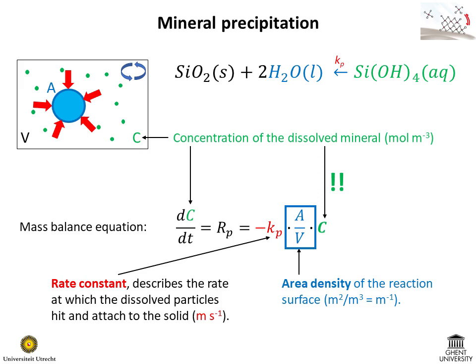As before, we finally introduce a rate constant Kp to ensure that the units are correct. Therefore, the rate of the backward reaction will be Kp multiplied with A over V and multiplied with C.